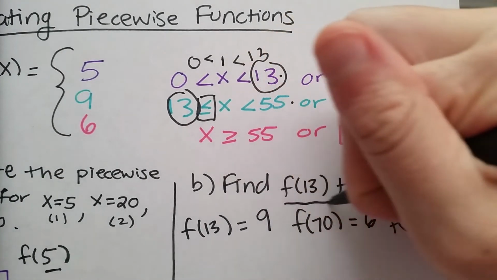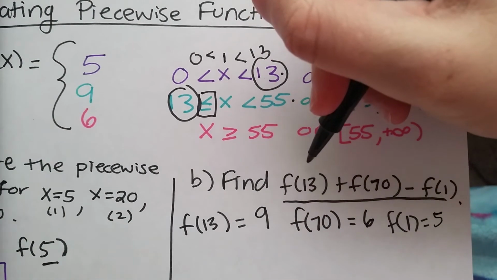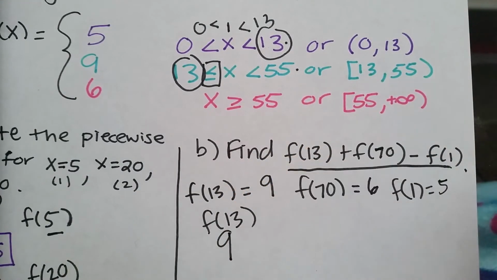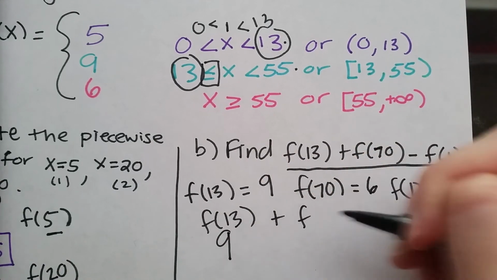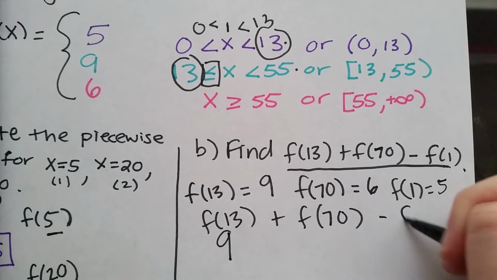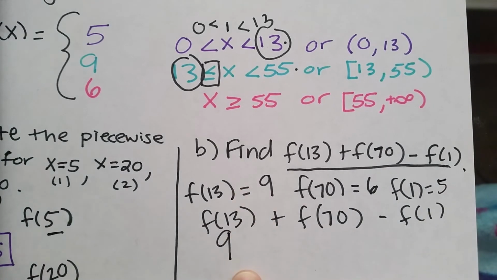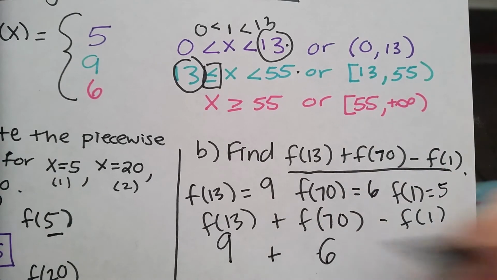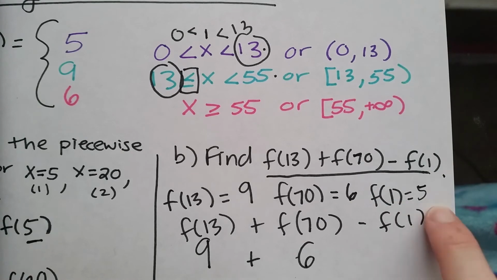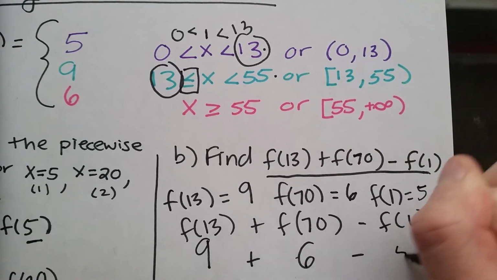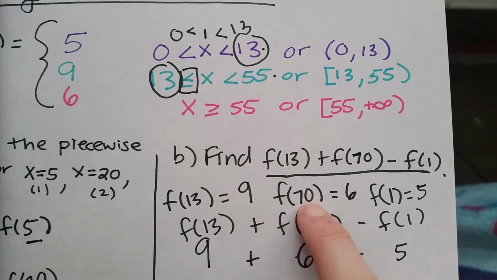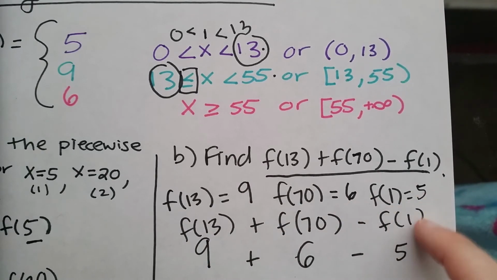Alright guys, the next step, we've got to put it all together. Let's start with f of 13. f of 13 is a 9. I'm going to rewrite it so we can see how it all falls into place. Our f of 13 was a 9. Our f of 70 we said was a 6, so plus 6. And our f of 1 was a 5, so minus 5. All I did was replace each of these with what they equaled: f of 13 was a 9, plus f of 70 was a 6, minus f of 1 was 5.